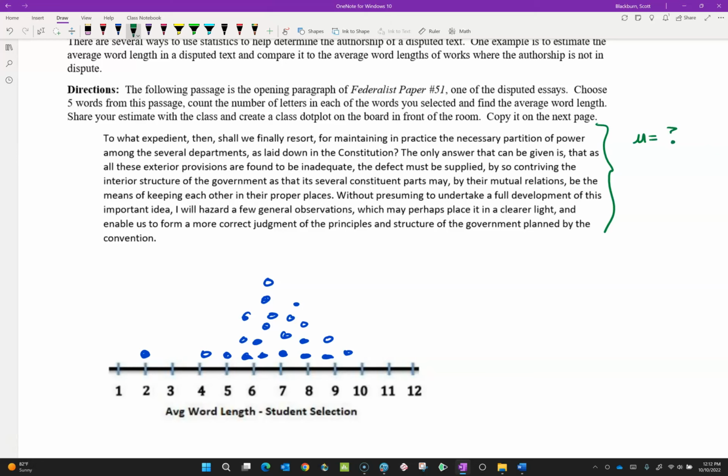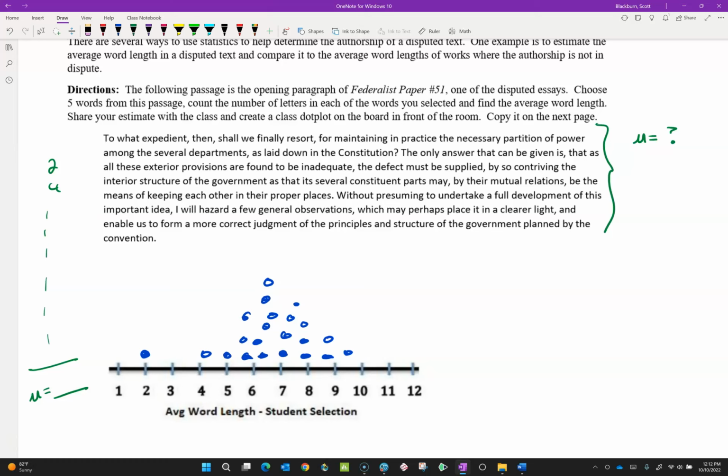Okay, so what we should do is just record every single word and start adding them up. There's a 2-letter word, there's a 4-letter word, and so on and so forth. Create a list of all the word lengths and then average them up, right? But that's a lot of work. We don't want to do every single word, so we're going to simplify it by taking a sample.